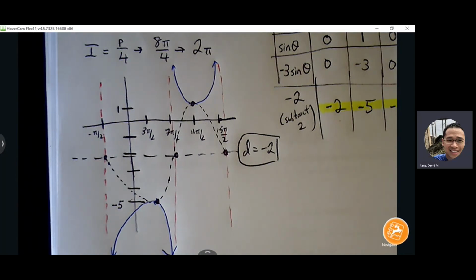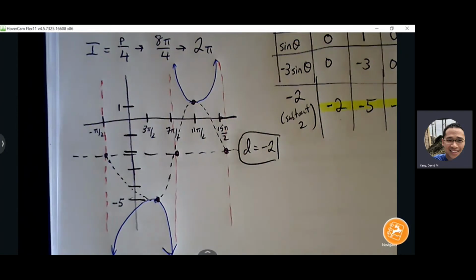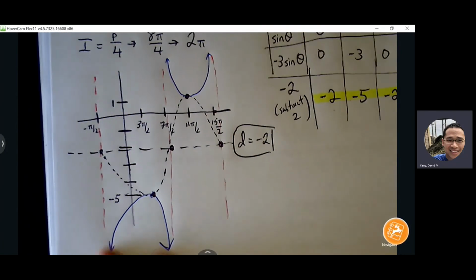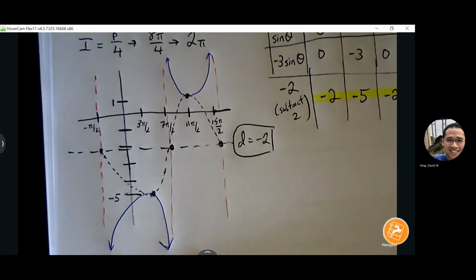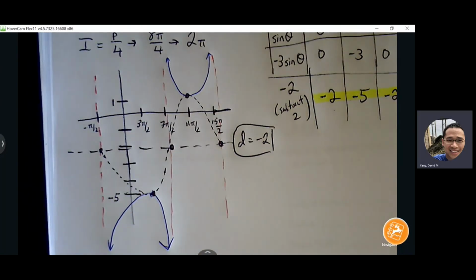That's a full cycle. Okay, again, all these dotted lines are not part of the graph. The only thing that's part of the graph are these solid blue lines that I have. But we want all those dotted lines to help us so that it's easy for us to do our final graph. Okay. All right, we'll pick up tomorrow.